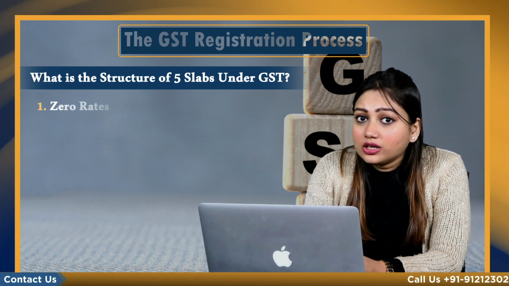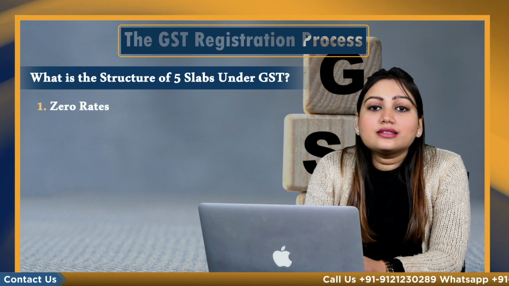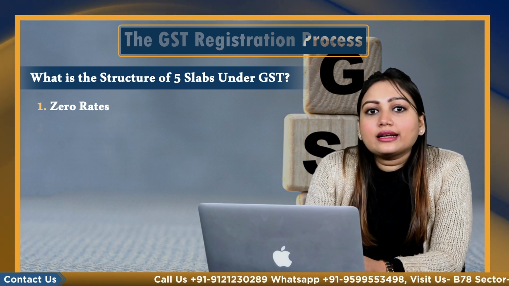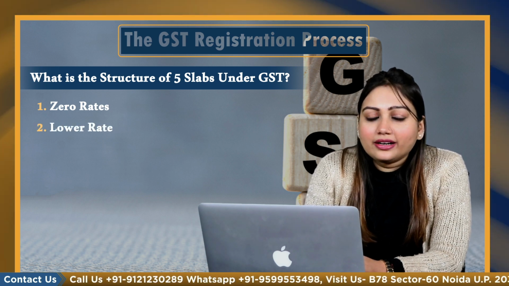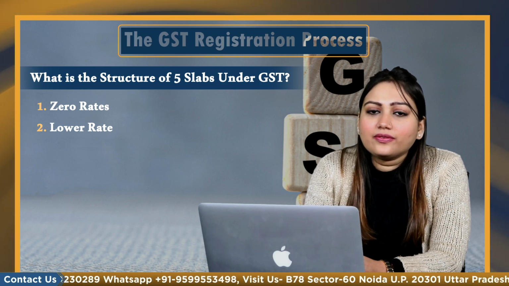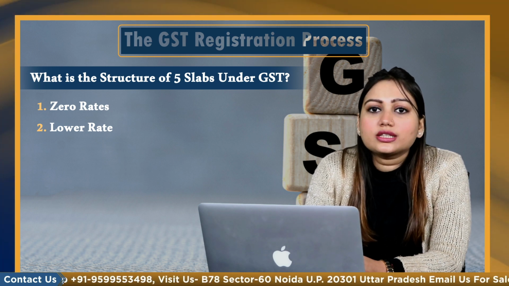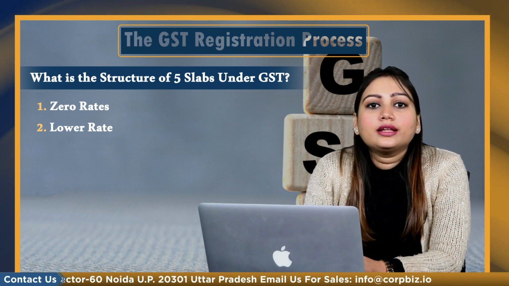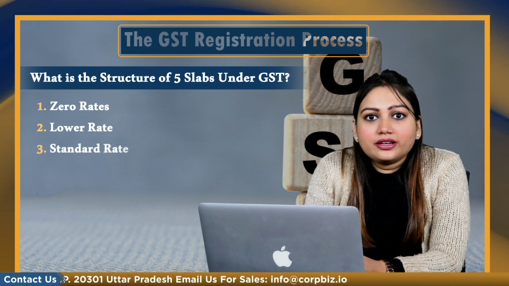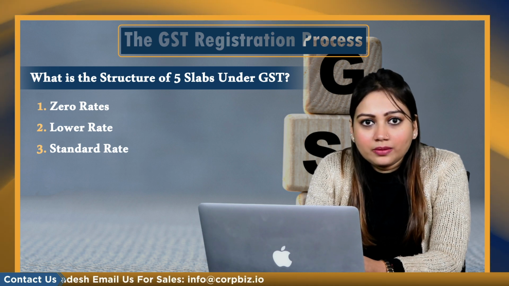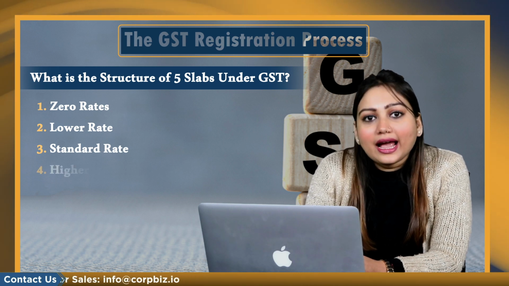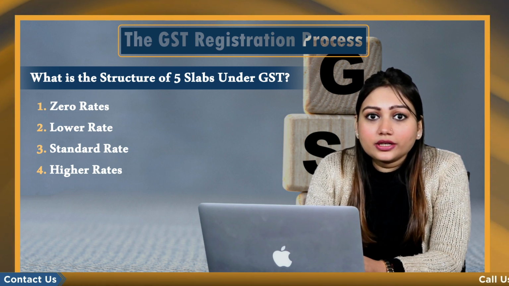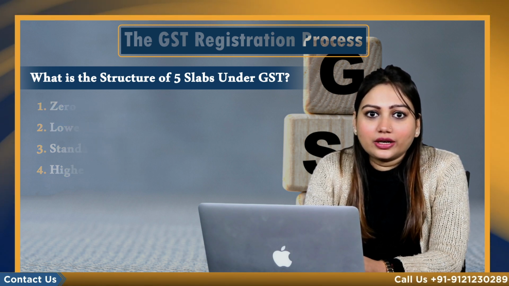Number 1 is zero rate. Zero rate tax means nil tax is to be applied on the goods or services. Then comes lower rate. Lower rate determines a 5% tax rate, which is applied on the CPI, the Consumer Price Index basket, and mass consumption. Then comes standard rate. Standard rate includes 12% and 18% tax rates, and higher rate is the last category, which includes the 28% tax rate under GST regulation.